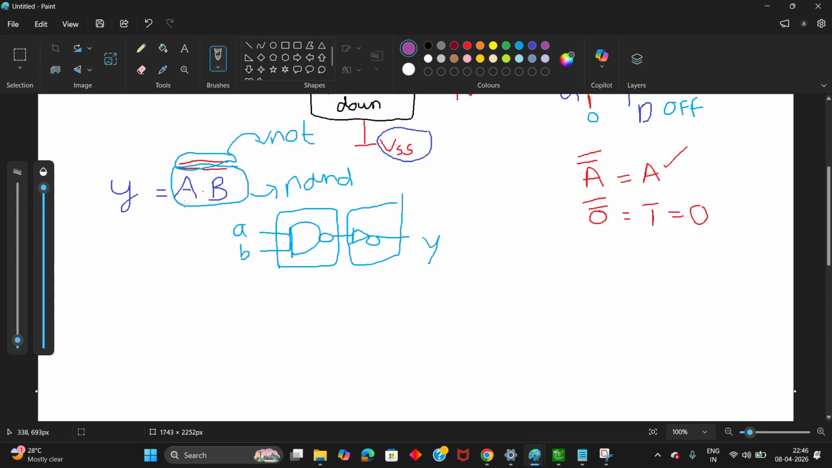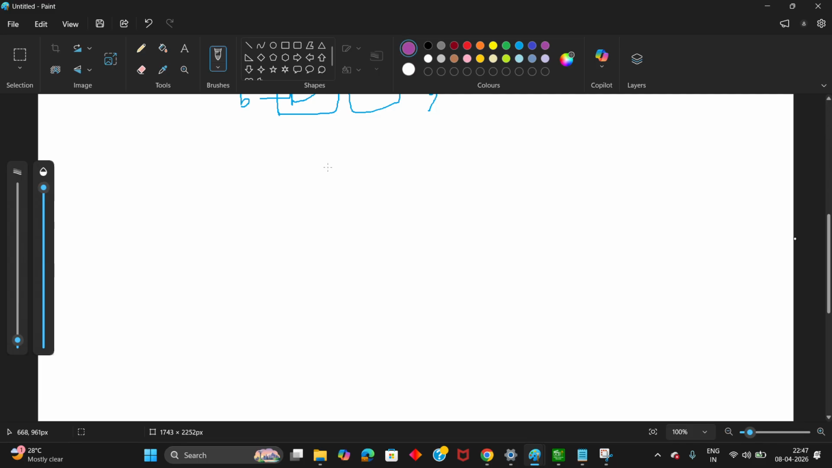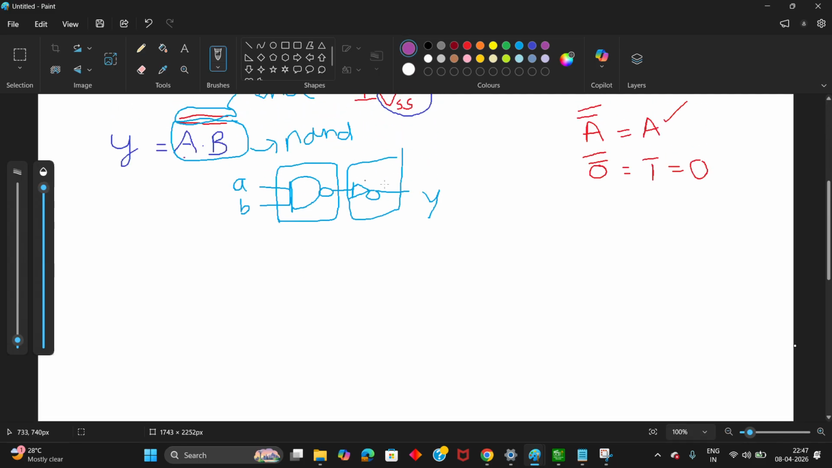You first need to see how many variables you are going to have. Here we are going to have two variables, right? A and then B. Here we have two variables, so in the pull-up network you should have two PMOSs, and in the pull-down network you should have two NMOSs for the NAND gate, right? It means we are going to take two PMOS in the pull-up network and two NMOS in the pull-down network. Why? Because we have a total of two variables.